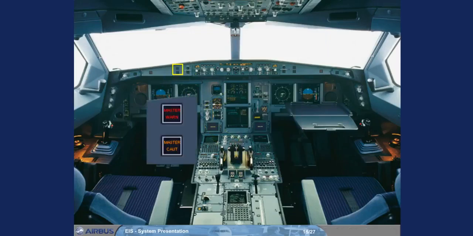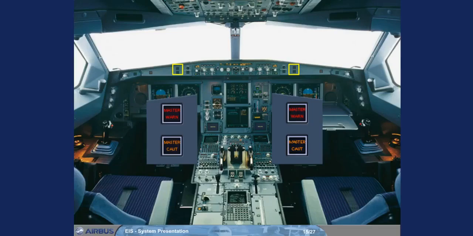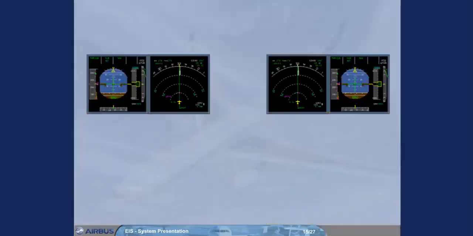In front of each pilot there are two attention getters, a red master warning and an amber master caution. As a further means of getting the pilot's attention, there is a loudspeaker on each side of the cockpit for oral alerts and voice messages. Note, the loudspeakers can also be used to listen to radio communications and the intercom. Now, let's go back to the EIS system.